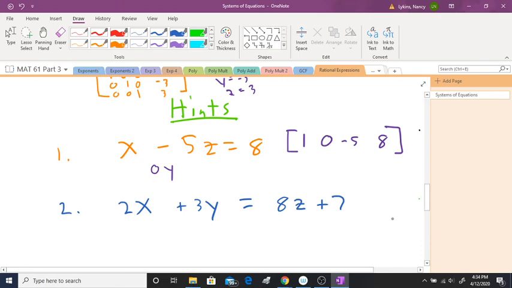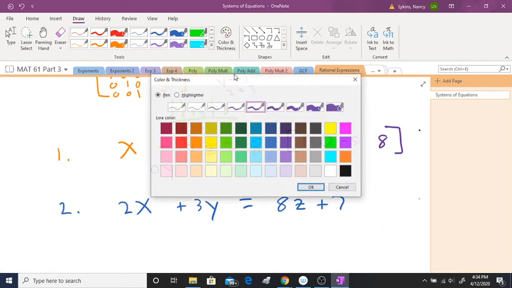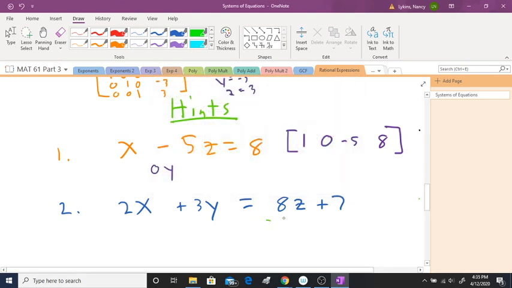What happens if I give you a second one like this format? 2x plus 3y equals 8z plus 7. Well, what I need to do is move my z over to this other side by subtracting it. So now what my matrix would look like is my 2 for x, y gets the 3, z now is not a positive 8, it's a negative 8, and the 7 stays how it is.